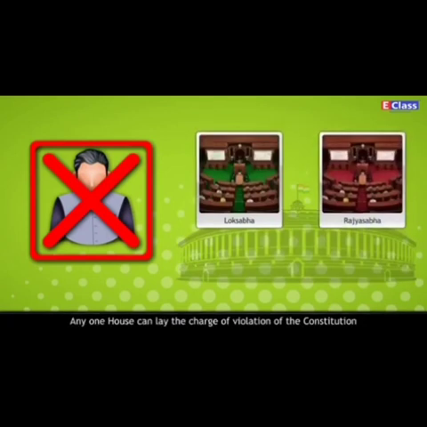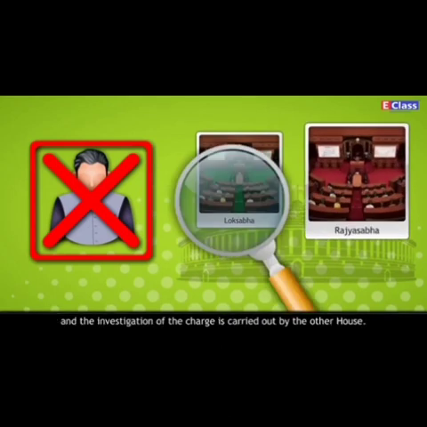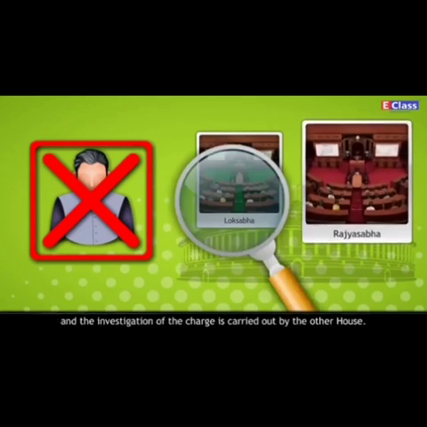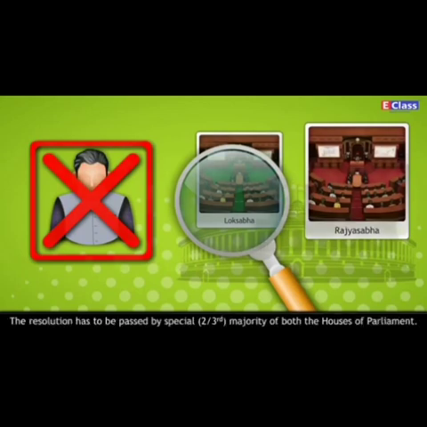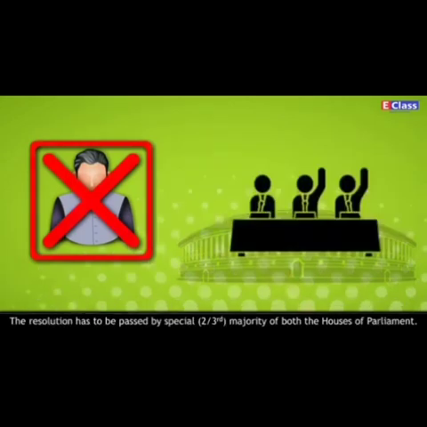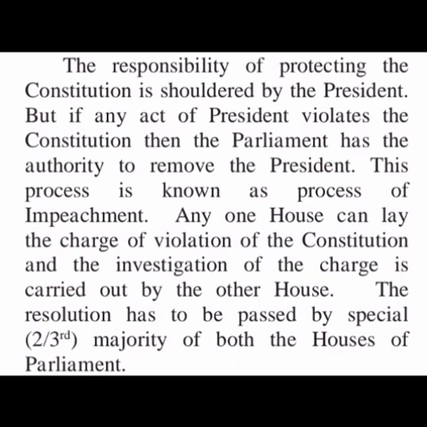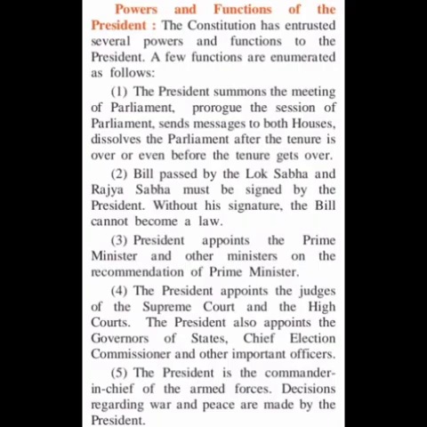In this process, among Lok Sabha and Rajya Sabha, any one of the houses can lay the charge of violation of the Constitution, and the investigation of the charge is carried out by the other house. A two-thirds majority of both the houses is required to pass the resolution of impeachment. Now, let us learn and understand the powers and functions of the President.